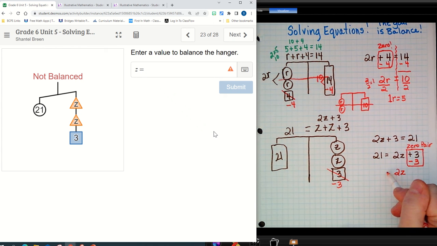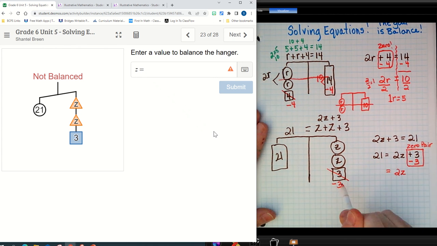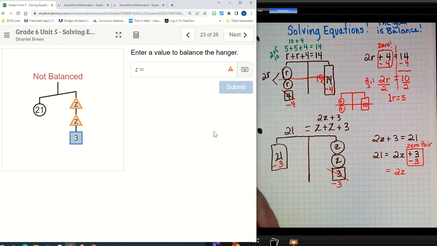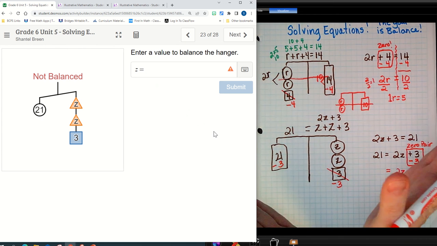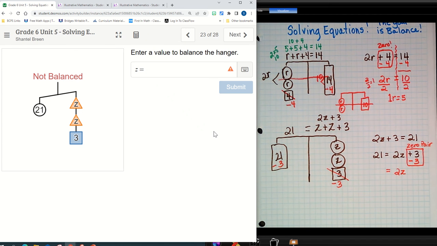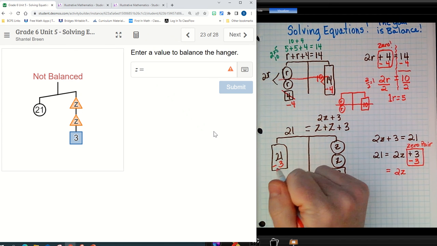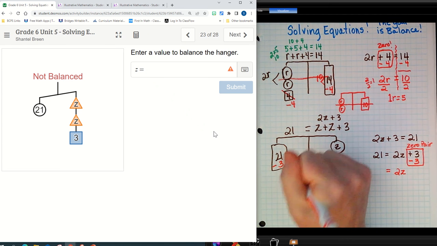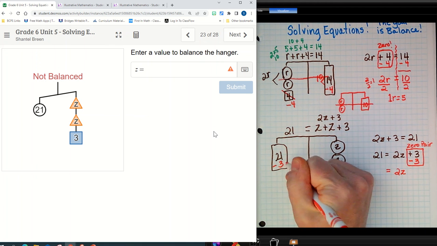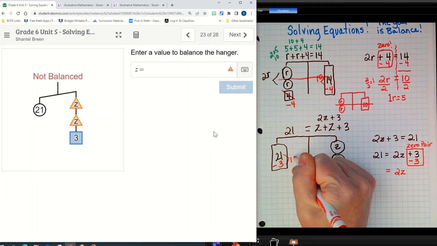And then on the other side, I'm not finished because if I take 3 away from this side, I have to take 3 away from that other side. Otherwise, my balance scale is going to be tilted. It's not going to be even. Okay, so now I need to figure out 21 minus 3, and I believe that is 18. Now, if it helps you, you can redraw it, but this would be 18.